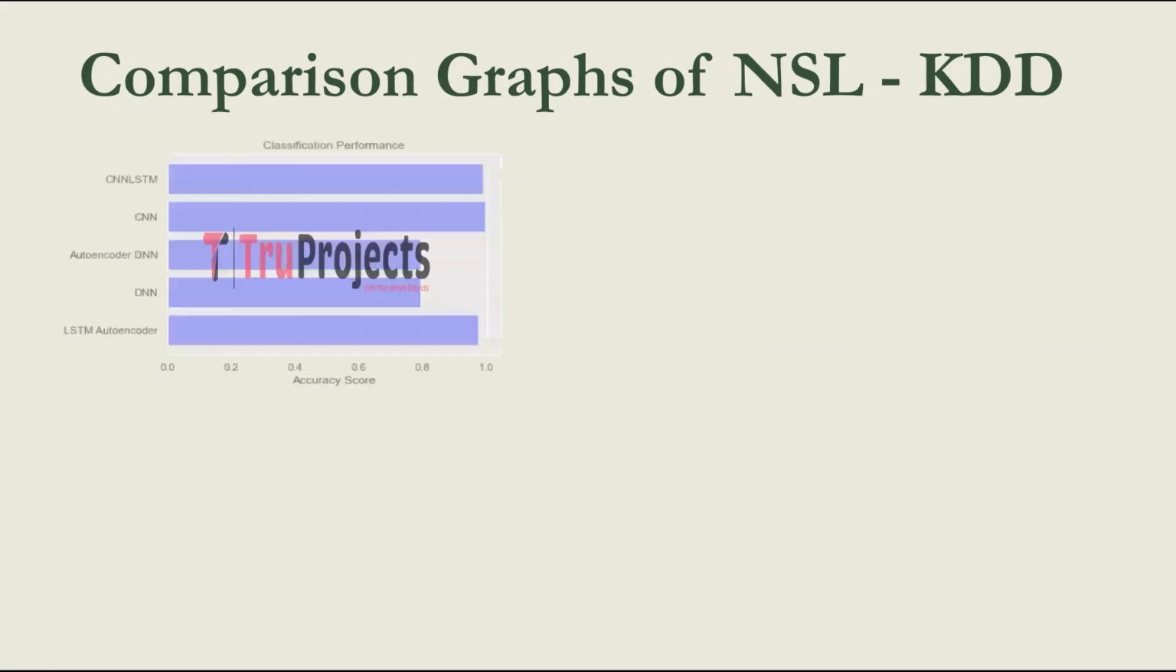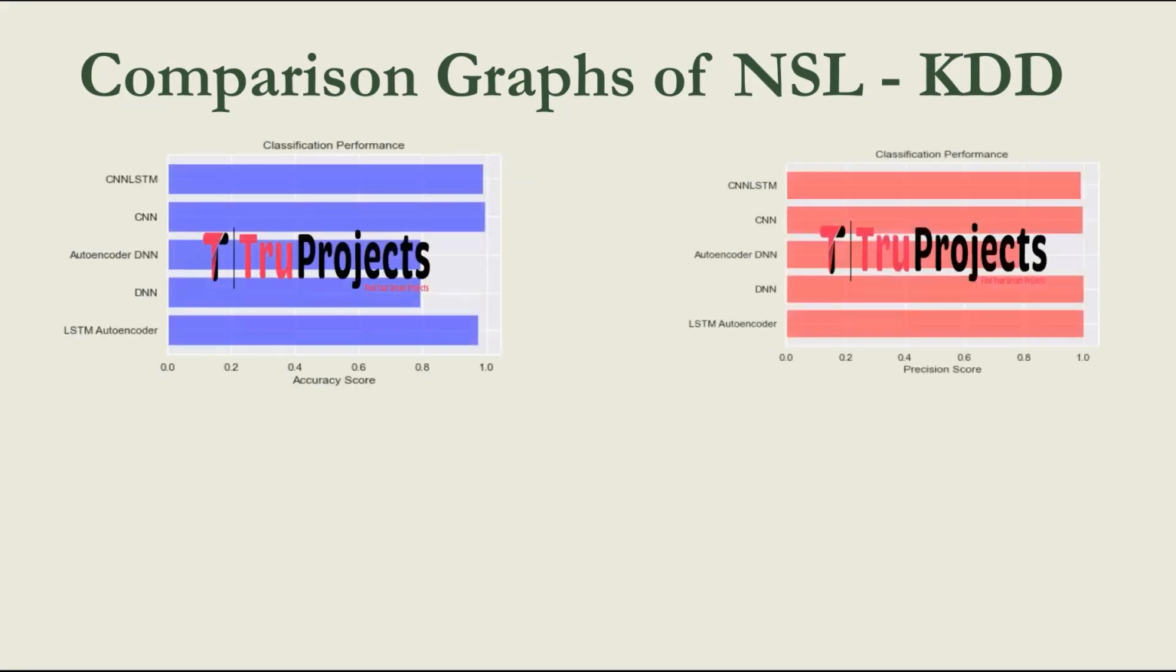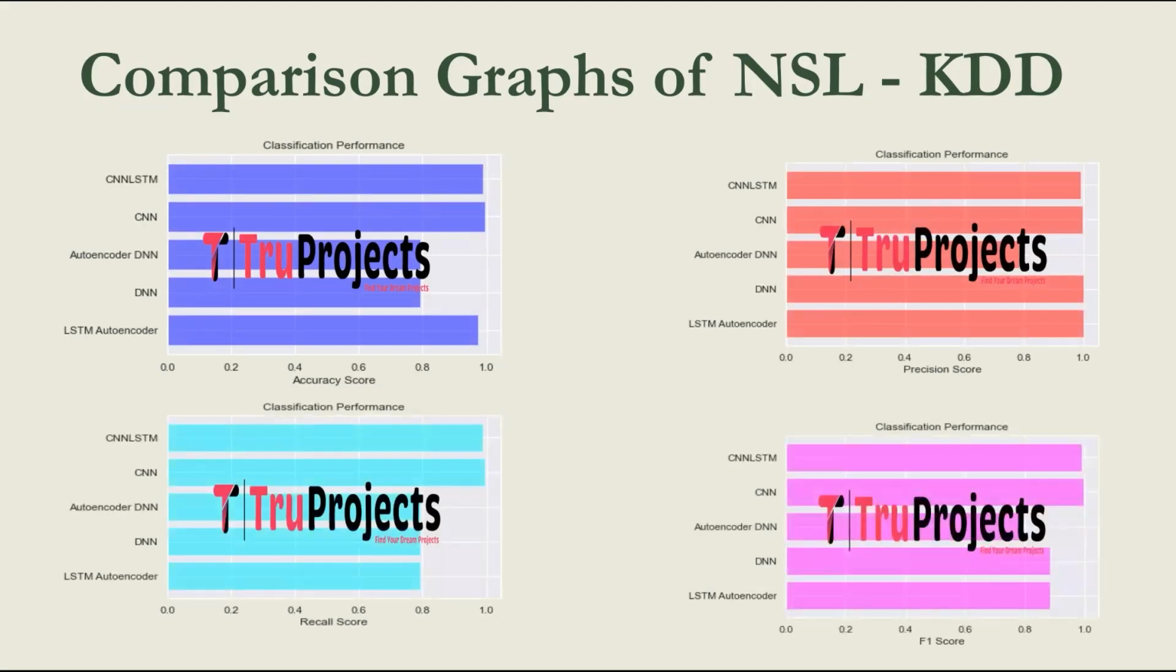Here we have comparison graphs for the NSL-KDD data. NSL-KDD is an updated version of the original KDD Cup 99 dataset, addressing some of its limitations. It offers a more balanced distribution of attack types, reducing biases present in the original dataset. So this is the accuracy comparison graph, precision, recall, and F1 score.